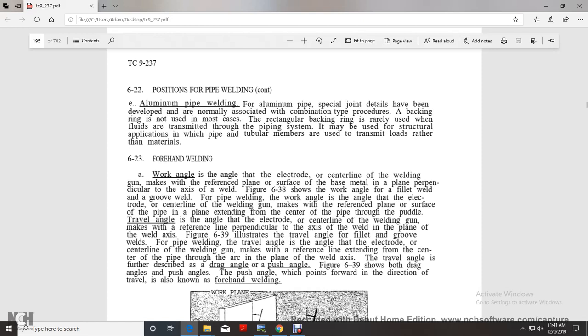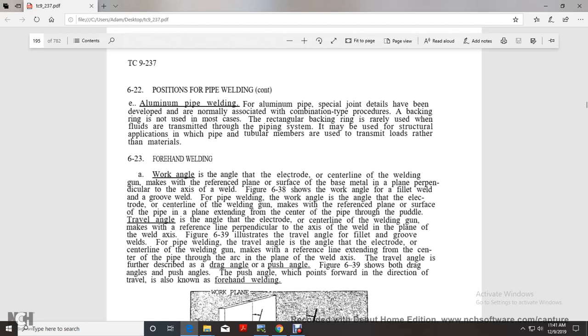Travel angle of the electrode: the center line of the welding gun makes the reference line perpendicular to the weld axis, with the plane of the weld axis. Figure 639 illustrates the travel angle of the fillet and the groove weld in pipe welding. The travel angle is the angle of the electrode with the center line of the welding gun, making the reference line extending through the center of the pipe, through the arc, and the plane of the welding axis. The travel angle is further described as the drag angle or push angle.